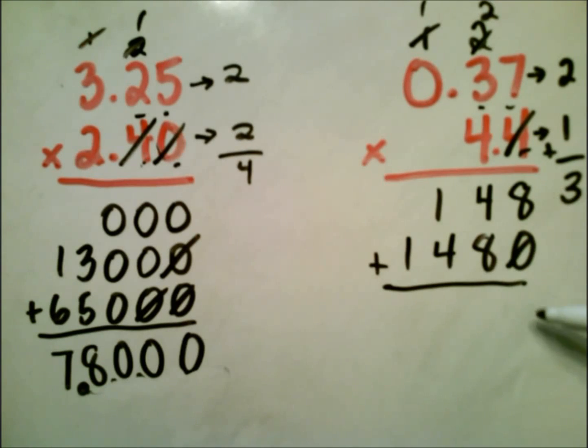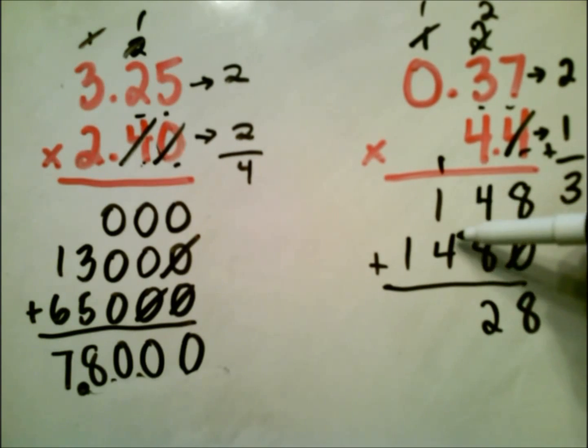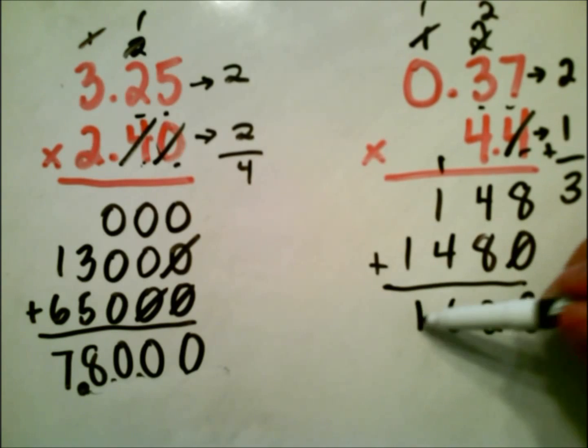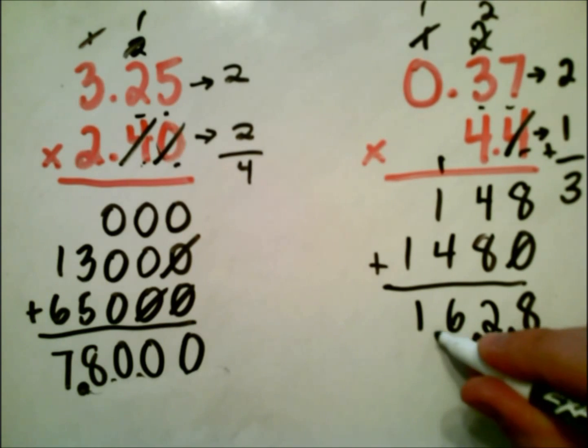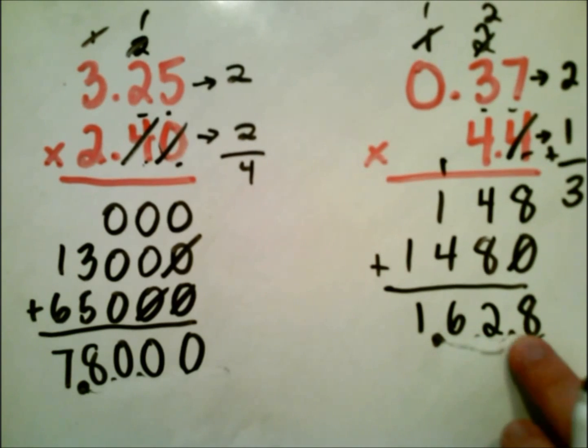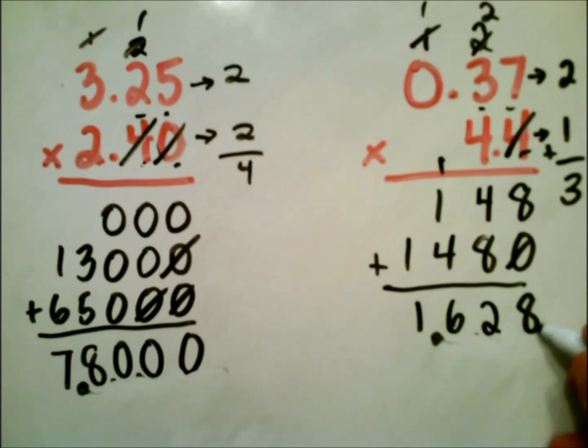Okay, we'll add these up. 0 plus 8 is 8. 4 plus 8 is 12. 1 plus 1 plus 4 is 6, and then 1 there. Now we're going to put the decimal back in 3 times, once, twice, 3 times, and we get our answer of 1 and 628,000ths.